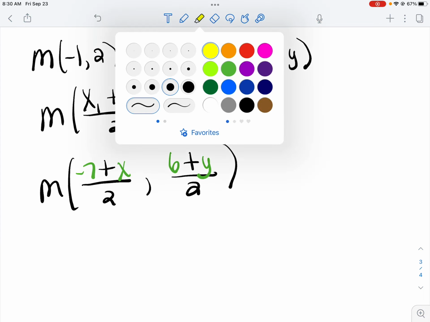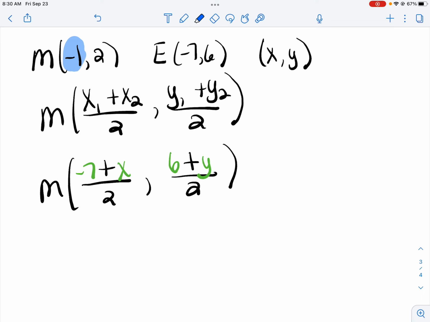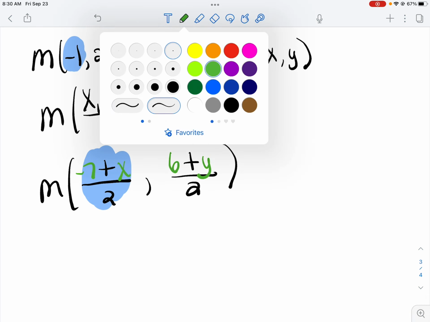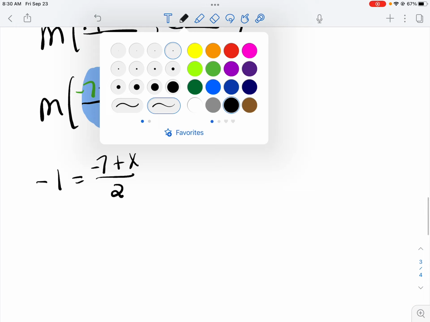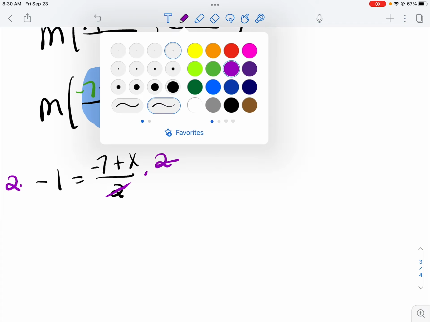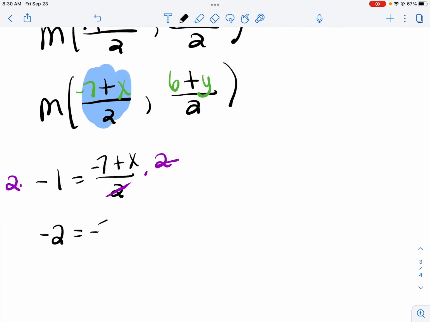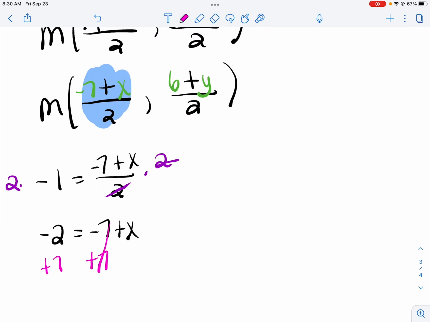Well, one thing about the midpoint is that if the x-coordinate here is -1, that means that this x also has to equal -1. And so I would write my equation, and I would say -1 equals -7 plus x over 2. Multiply both sides by 2 to get rid of that fraction. And on the left side, we have -2. On the right side, -7 plus x. And then add 7 to both sides. And we get that x is 5.